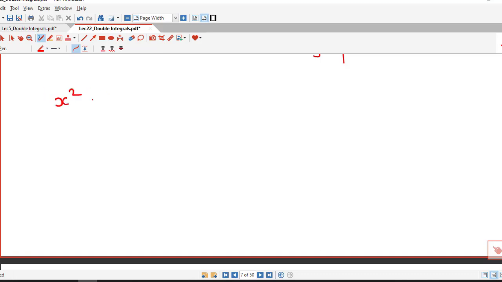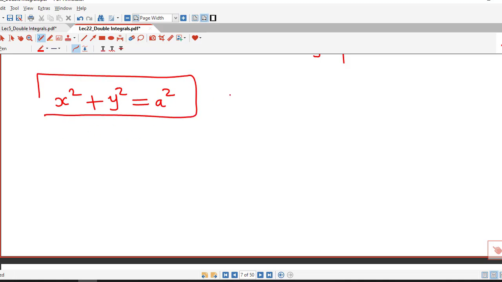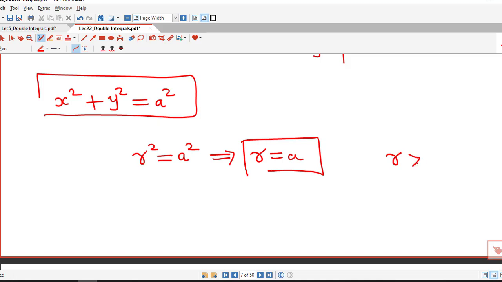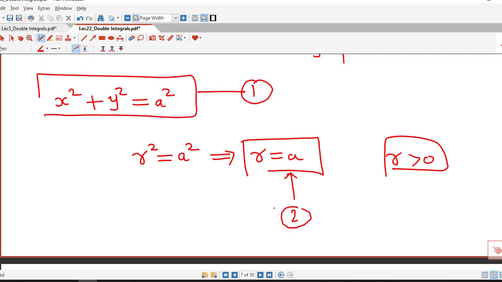Suppose we consider a circle with center origin and radius a, x square plus y square equal to a square. If we want to write down the polar form of this circle, then we put x equal to r cos theta and y equal to r sin theta. As we know, x square plus y square is r square, so we have r square equal to a square, and r is nothing but a. r is always considered as positive. So this is the Cartesian form of the circle, and this is the polar form of the circle.